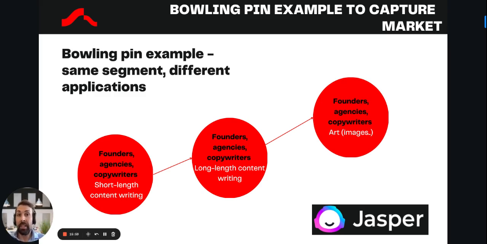Then they evolved and, targeting the same folks, founders, agencies, and copywriters, a new application: long length content writing. Now you have founders, agencies, copywriters that can build SEO optimized posts with Jasper, which is more than 3,000 characters or words, which is long length content writing. Now you have a new use case. So instead of short copies, now you can build your entire blog post with Jasper. And that may or may not be a new pricing tier. That's up to you and depends a lot on the market needs. That's a way to expand your business.